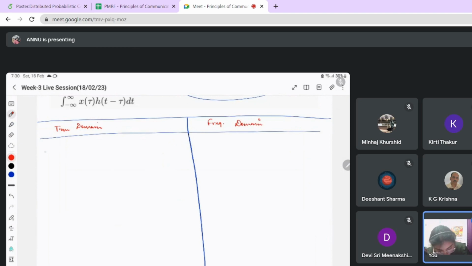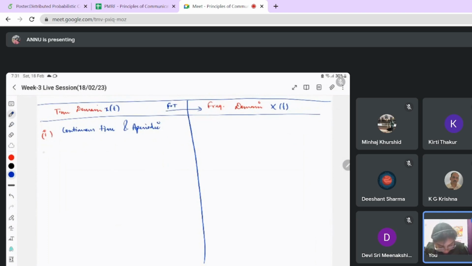So if I have the input x(t), the output is X(f). Make sure the small x and the capital X are different, because these are two different functions. I'm taking the Fourier transform because many people have doubts about this, and this is one of the concepts which everybody should be clear about. If the input is continuous time and aperiodic, you have to tell me what the answer should be in the frequency domain.